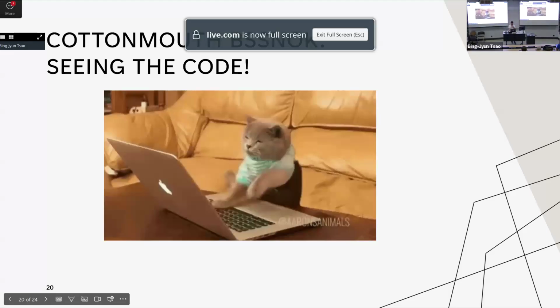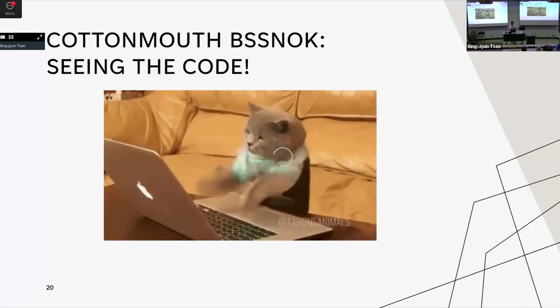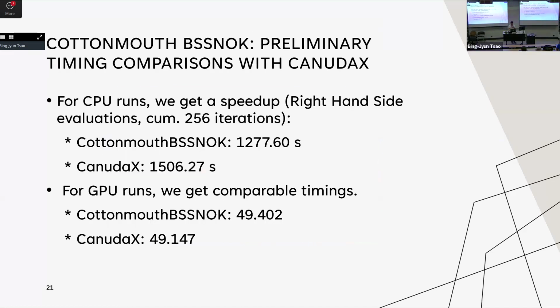So our initial performance measurements. If the slide changes, here we go. We did some initial performance benchmarkings. This is just really preliminary. We're still profiling and measuring things. But for GPU runs, we found that our right-hand side evaluations, after we made sure that they are doing exactly the same amount of work, you know, initially we had some mistakes in those benchmarks, but after we made sure that exactly the same amount of work is being performed across the codes, we got comparable times spent on the right-hand side for both Cottonmouth BSSN OK and CanudaX.